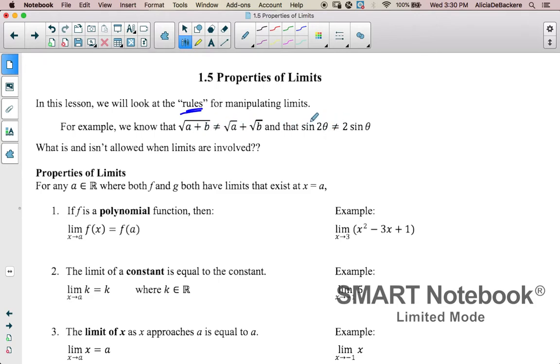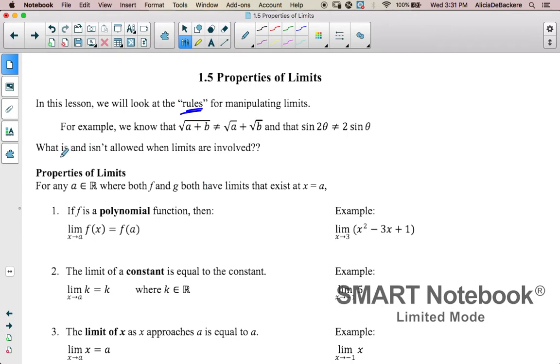Also, thinking about the sine of 2 times theta, that's not the same as bringing the 2 out front and saying 2 times sine of theta, right? This one here would be a horizontal compression, and this one here would be a vertical stretch, a change in amplitude or a change in period. These are not the same thing.